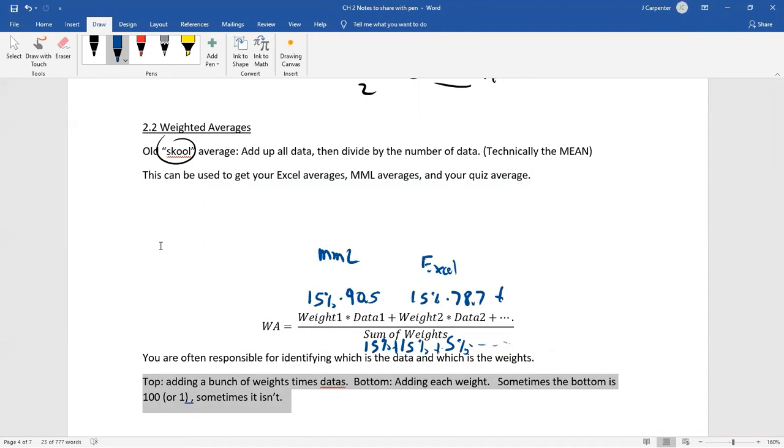Sometimes the bottom is 101, sometimes it isn't, and that's when we're talking about grades. If the class is completed, if you've accounted for all categories, then the bottom, you'd be adding up all 100% of your different grades. Or 1 if you're doing it as decimals instead of percentages. That's what I mean by that. But if you're not talking about a grade system, the bottom can be whatever it wants to be. So this is your formula. You have got to memorize this formula. I will not give this to you on a test. This is a fact of life.